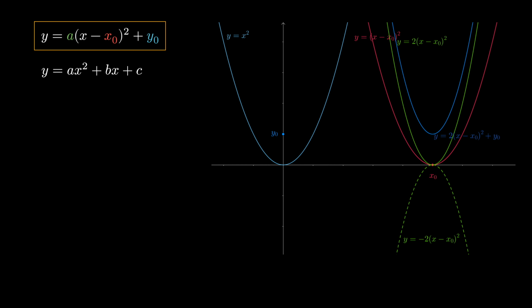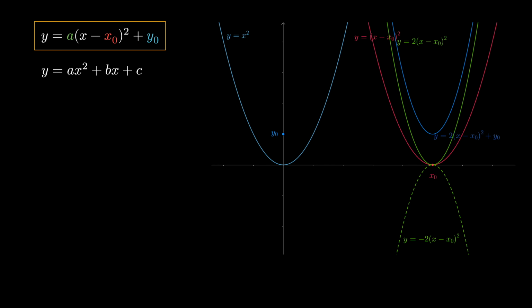Well, notice that in the vertex form, there's a perfect square term, the (x minus x0) squared, and then a constant term, y0, on the outside. Well, this is exactly where completing the square comes in. Let's try to apply it and see.